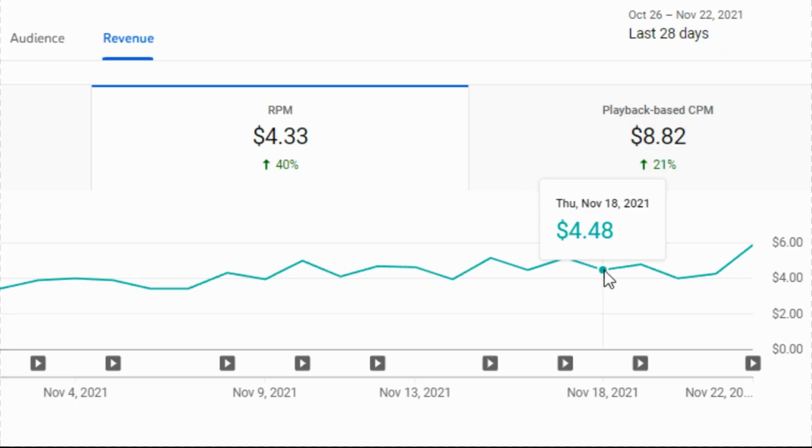And once again, that came down to the RPM. See, the RPM for the 18th was $4.48, not bad, but the RPM for the 22nd was $5.90. Much better. RPM stands for revenue per mil, which is a French word, I think, that means thousand. And getting that RPM up can really make a huge difference in how much money you make on YouTube.